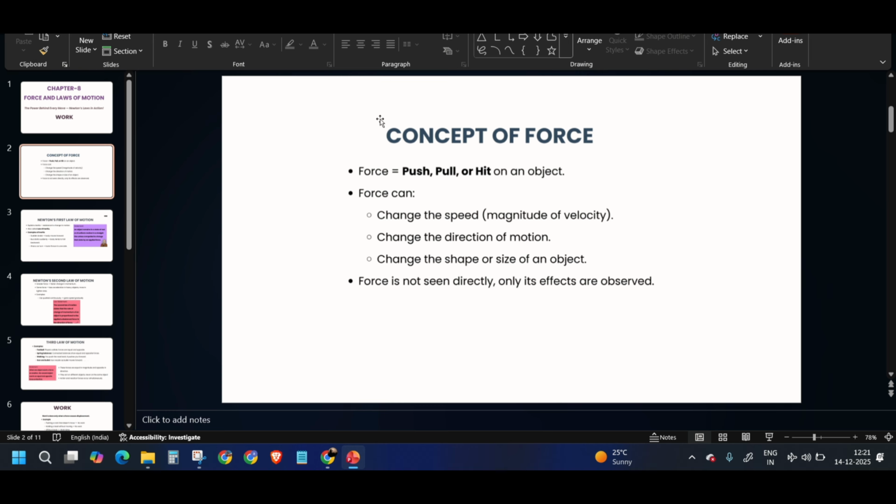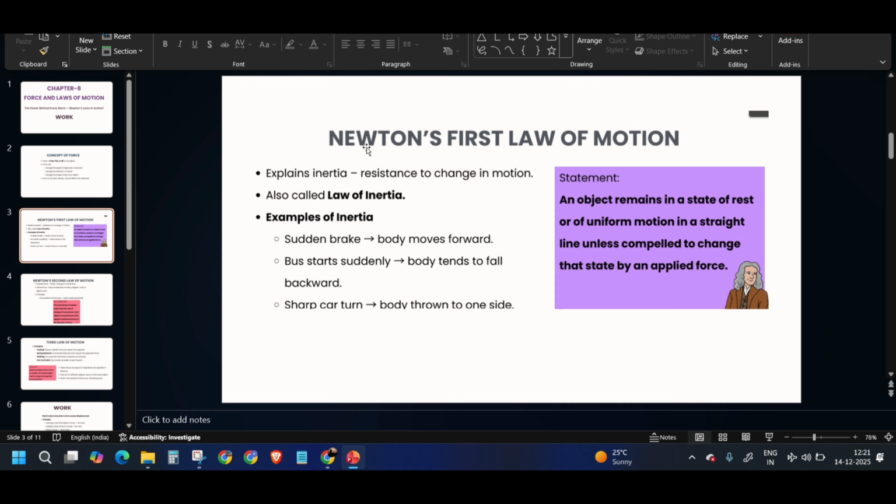If an object experiences a push or pull, the term force signifies that push or pull on the same object. So force can be observed when there is a change in the speed, a change in the direction, or a change in the shape or size. Force cannot be seen directly, but it can be experienced.